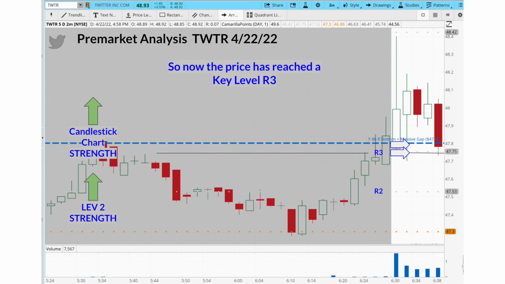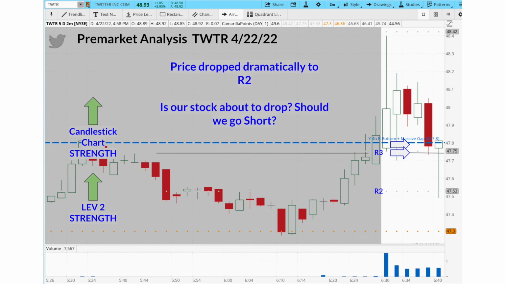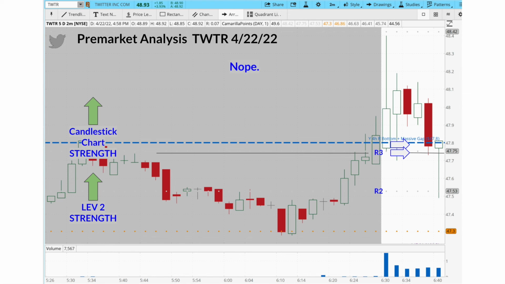So it went down to the R3 and bounced off it, but it's really close to it still. So we're just not sure yet. Now, the price dropped dramatically to R2, as you can see down there at 47.53. Is our stock about to drop? Should I go short? What do you think?